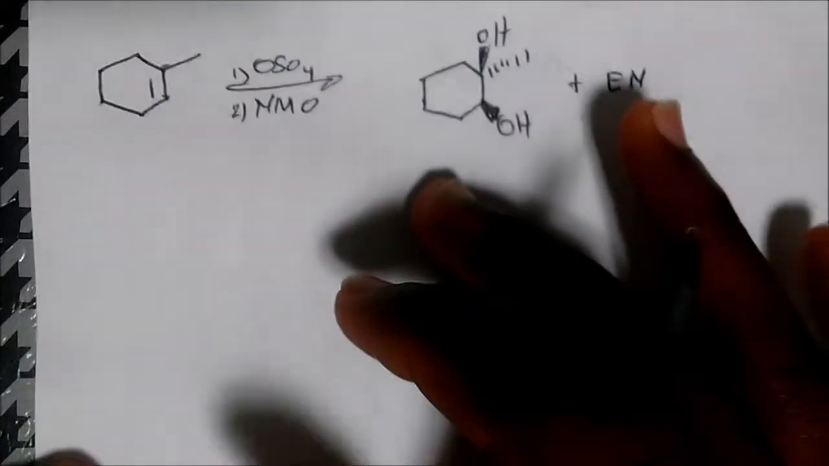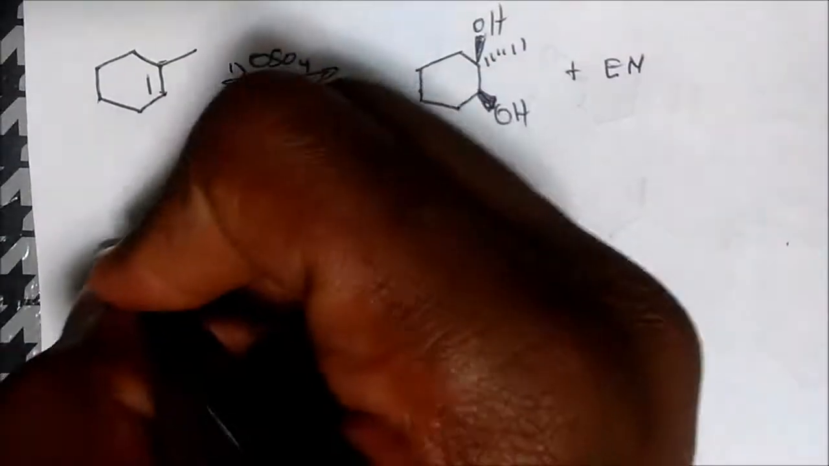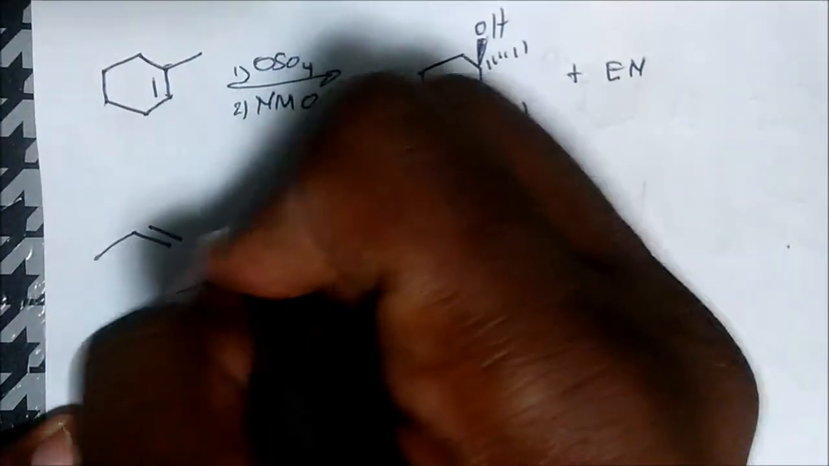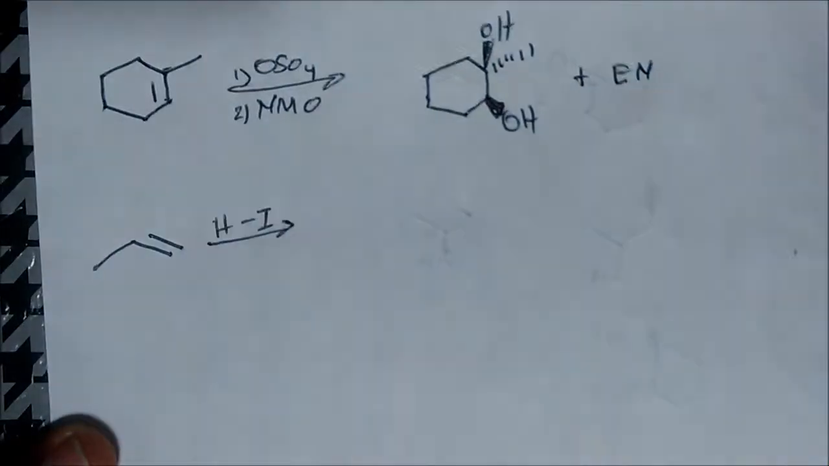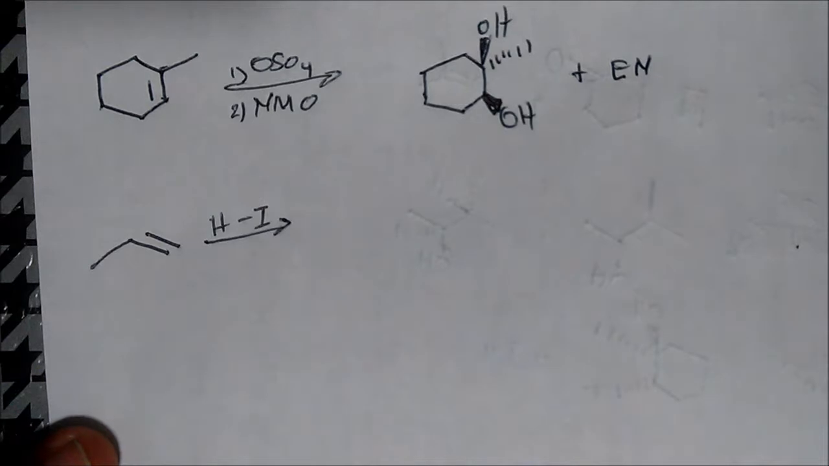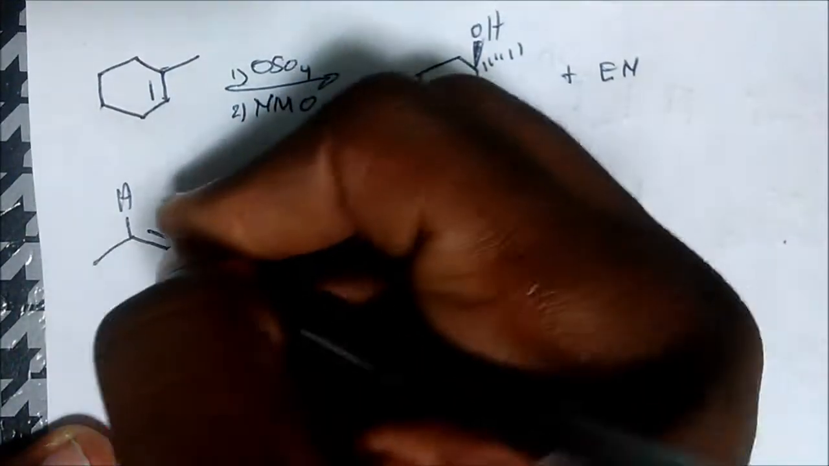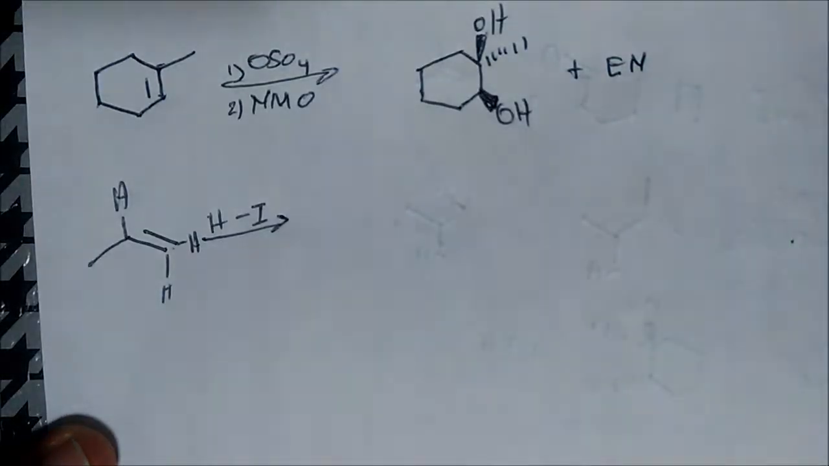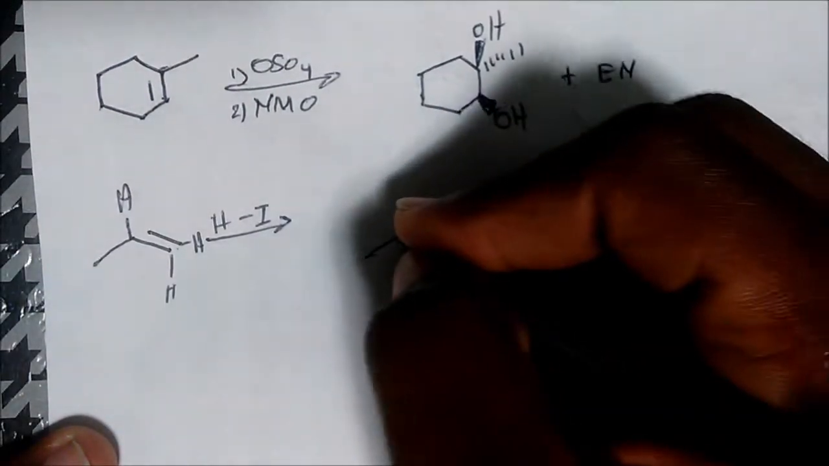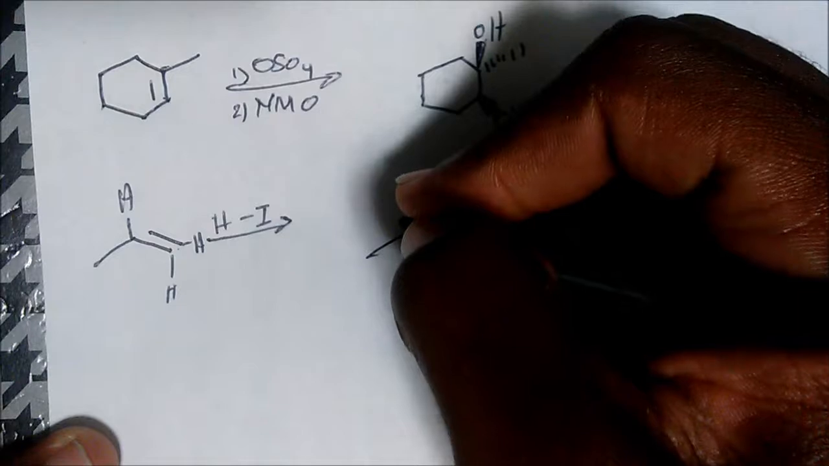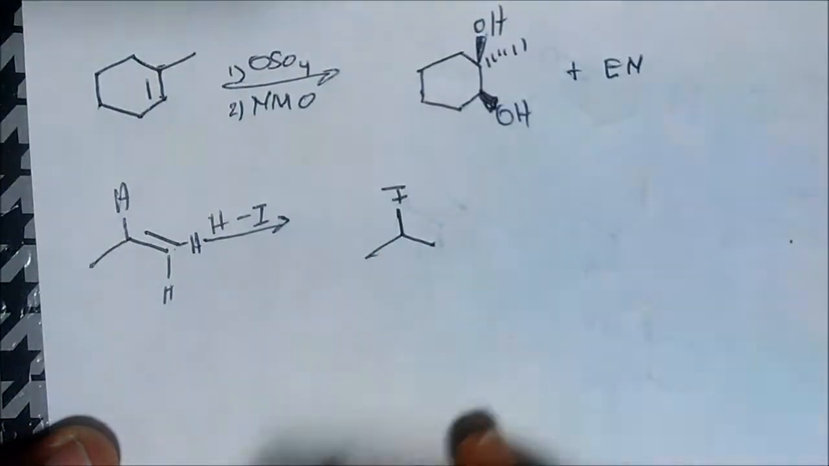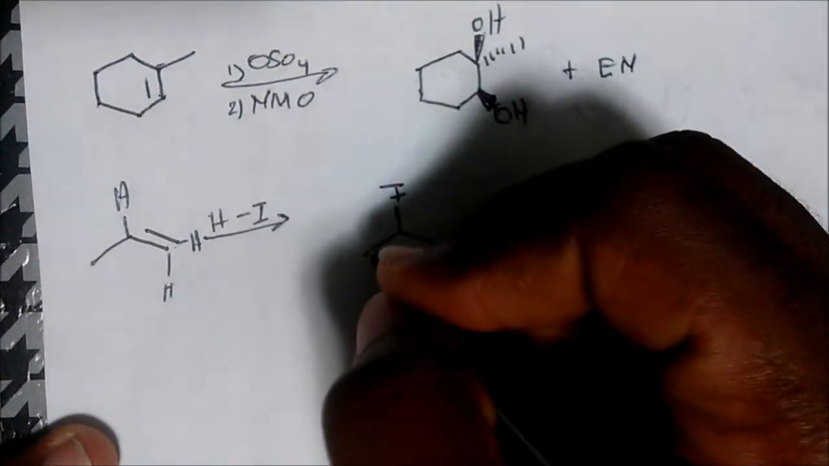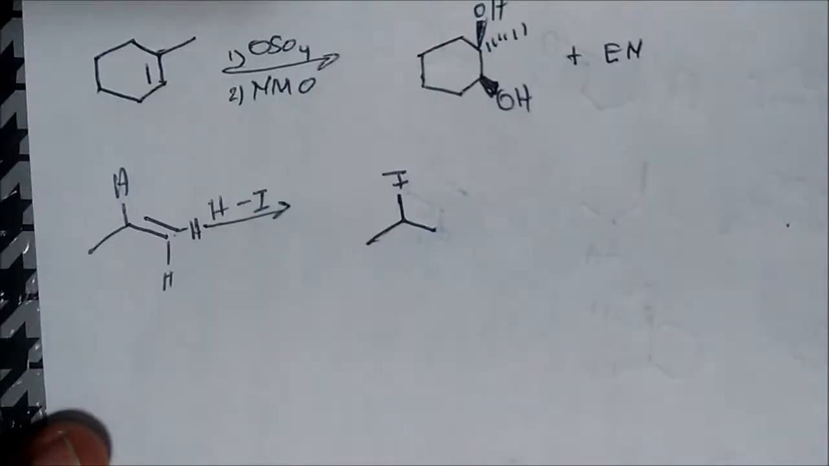All right. What about this one? Simply enough, we added HI. Right, well, again, this is just addition of HX across a carbon-carbon double bond. We have one hydrogen here. We have two hydrogens here. So this is more substituted. So that tells me that my iodide will eventually be on this carbon. And we'll get something that looks like this.